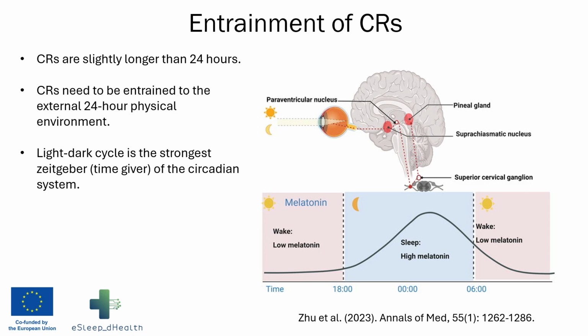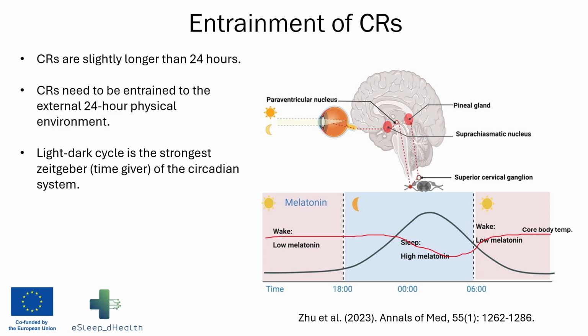Light exposure that's given before the core body temperature minimum, which occurs in the evening, will delay the circadian system and make it later. So I've drawn this core body temperature rhythm in the bottom part of the figure there. So if light exposure is given before the core body temperature minimum, then it will delay the circadian rhythm, but if it's given after the core body temperature minimum in the early morning, it will make it earlier, it will advance it.